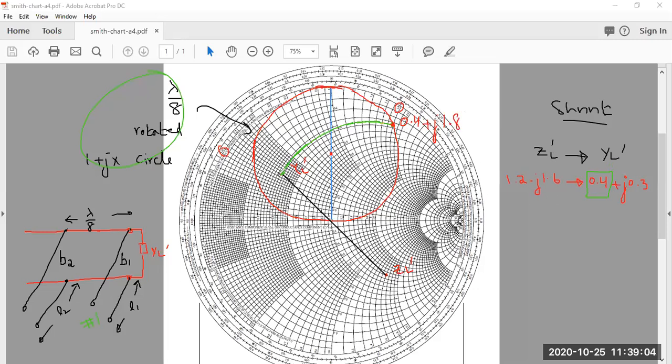So we started with this point, with this much value, and now I am at this point where the value is this much. You can clearly see that, as I mentioned before, the resistive part is constant. The imaginary part has changed from 0.3 to 1.8. So how much should be B1? 1.8 minus 0.3 becomes 1.5.